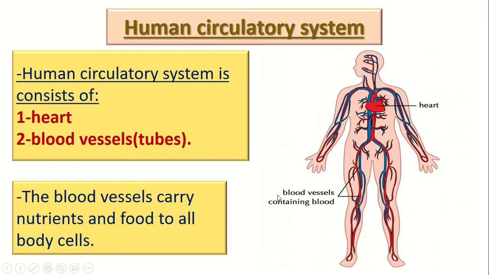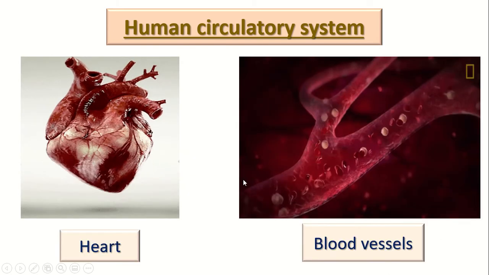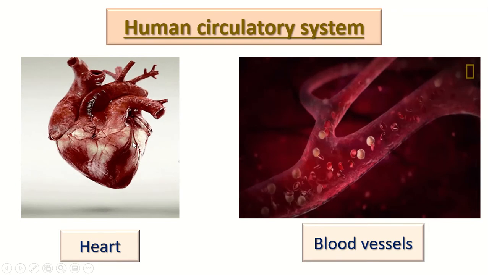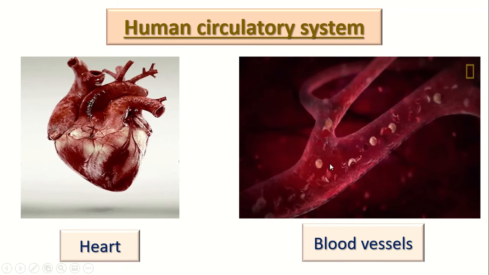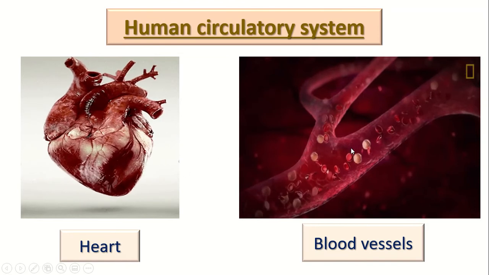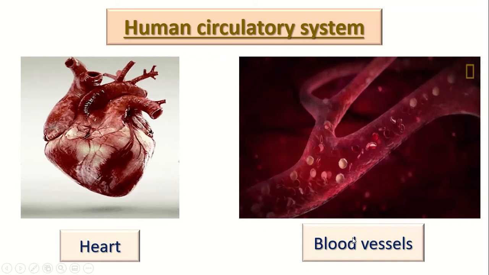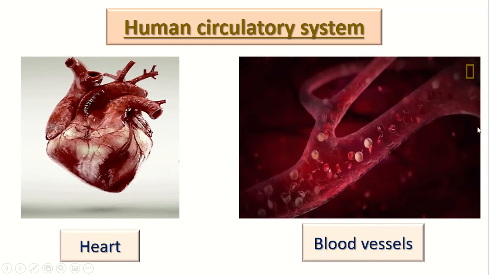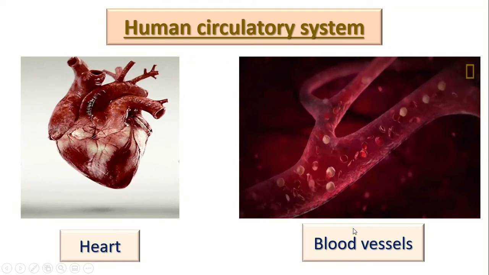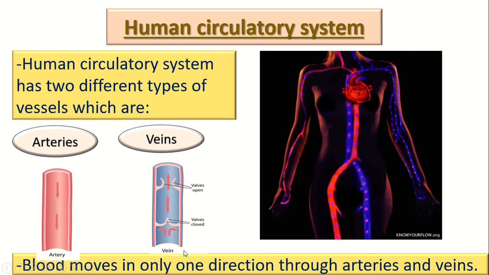The circulatory system consists of two things: heart and blood vessels. The heart and the blood vessels are the parts of the circulatory system. What are blood vessels? Do you remember? The blood is moving in our body inside tubes. These tubes are called blood vessels. So the circulatory system consists of the heart and the blood vessels.